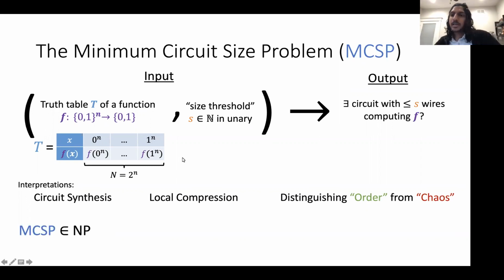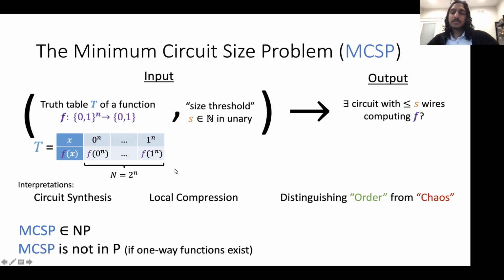Some basic facts about the complexity of MCSP: one, it shouldn't be too hard to see that this problem is in NP. To witness a yes instance, I could hand over a circuit of size at most S. Because the truth table is really long, and maybe I give you the size threshold in unary, you can go in and check, on every input, whether that circuit evaluates to the right answer. So the problem is in NP, and that's not too hard to see.